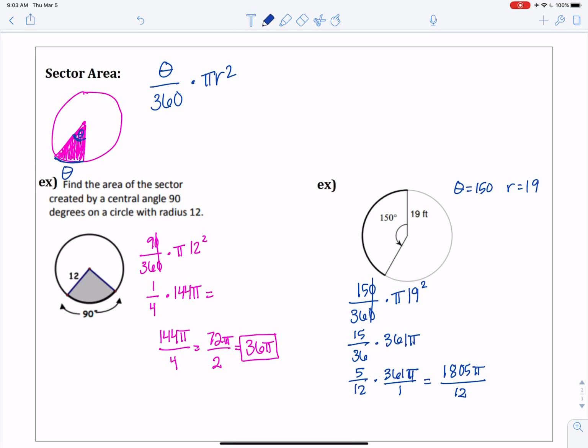Let's see, 1,805 is not divisible by 4 or 3, so we're just going to leave our answer just like that.